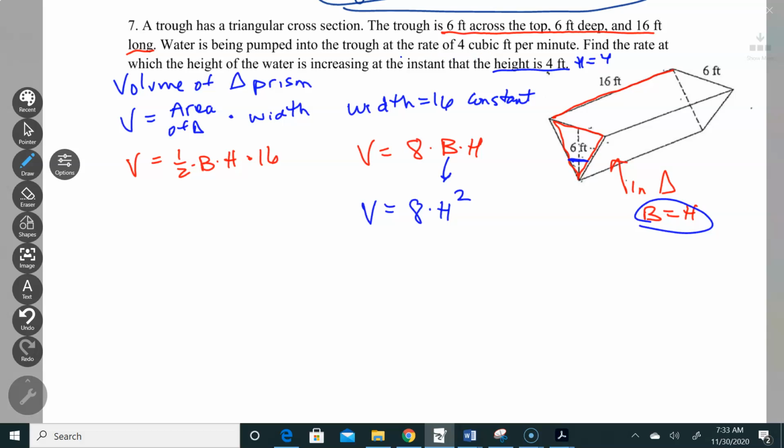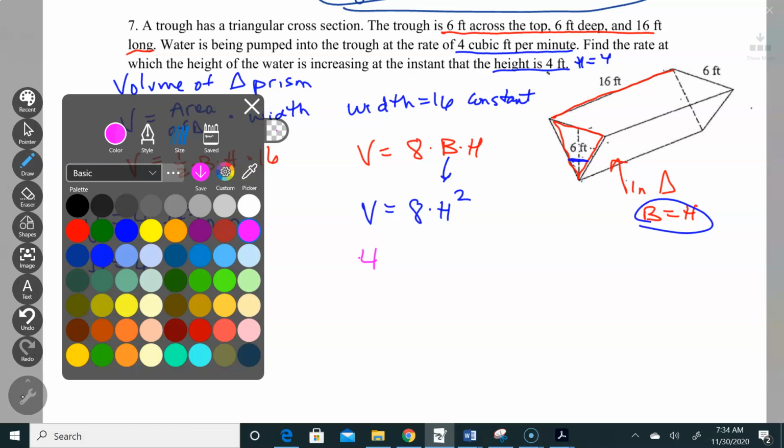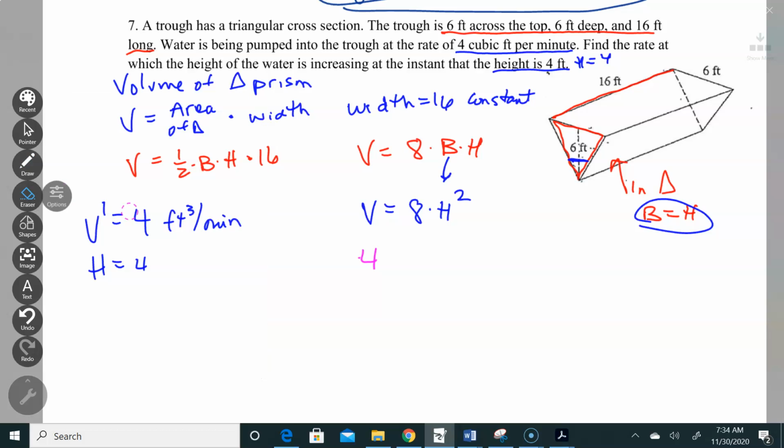So what's going on here? Water is being pumped in at 4 cubic feet per minute. So my V prime is equal to 4 cubic feet per minute, and my height at the moment is equal to 4. So I can put all that in here. Well, I got to take its derivative. I take this derivative, I get V prime is equal to 16h times h prime.